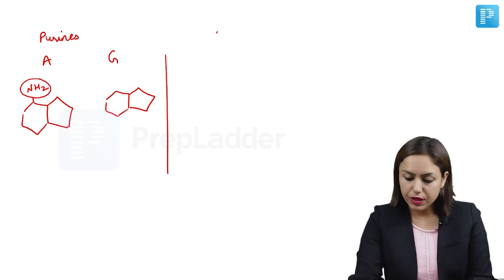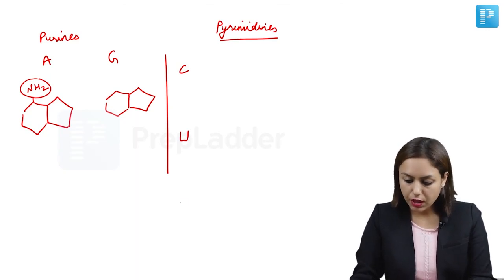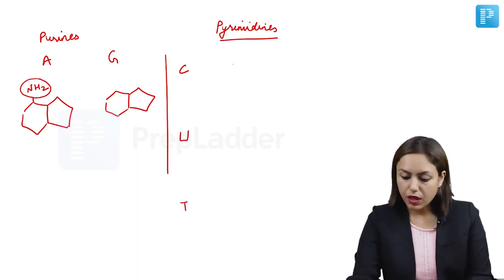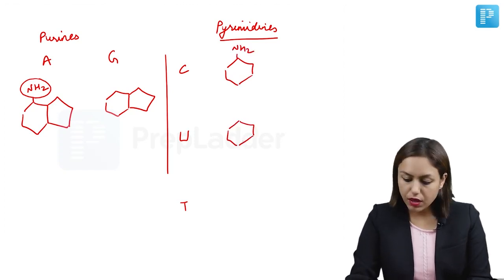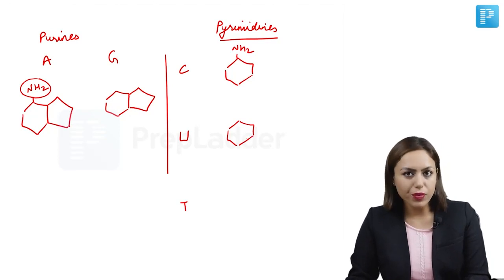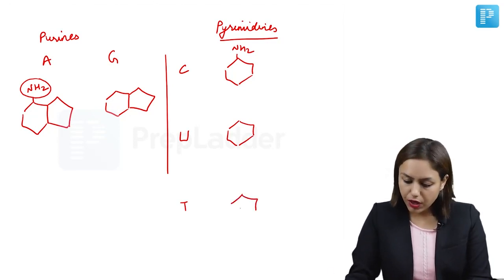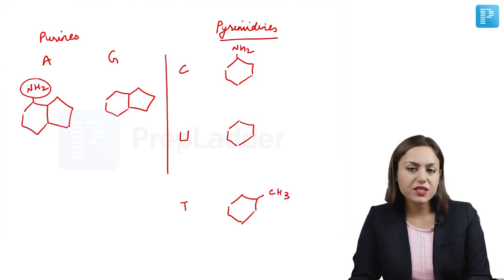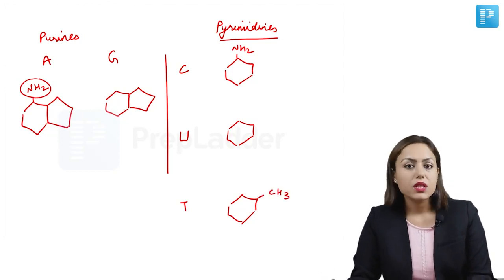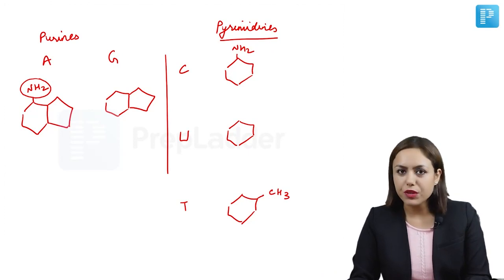Then we have pyrimidines: cytosine, uracil and thymine, okay? In case of cytosine, a single ring and an amino group is present here. In case of uracil, this single hexacyclic ring, no group present. In case of thymine, a single hexacyclic ring with a methyl group present here but no amino group. These are the structures of purines and pyrimidines, right?